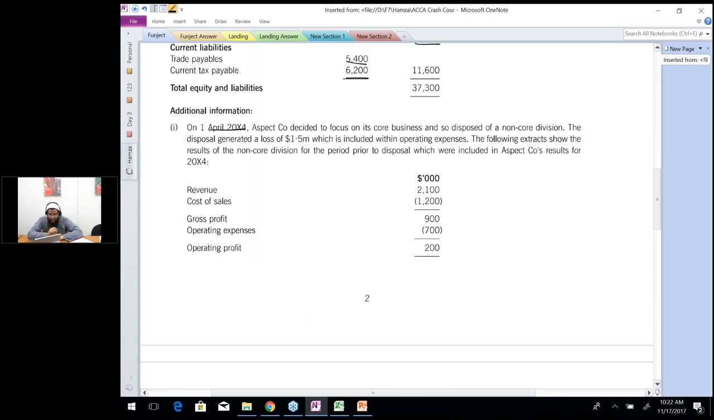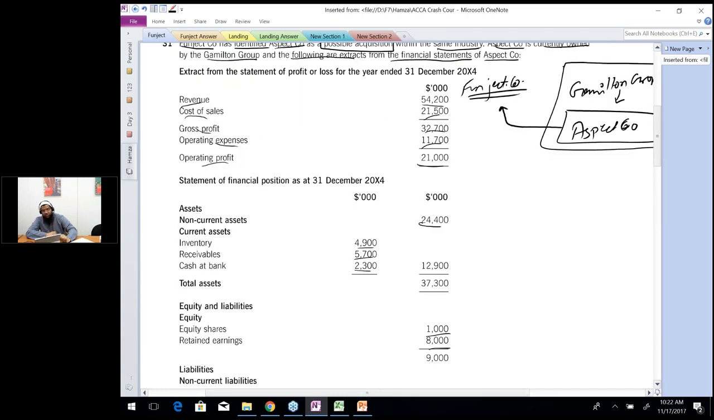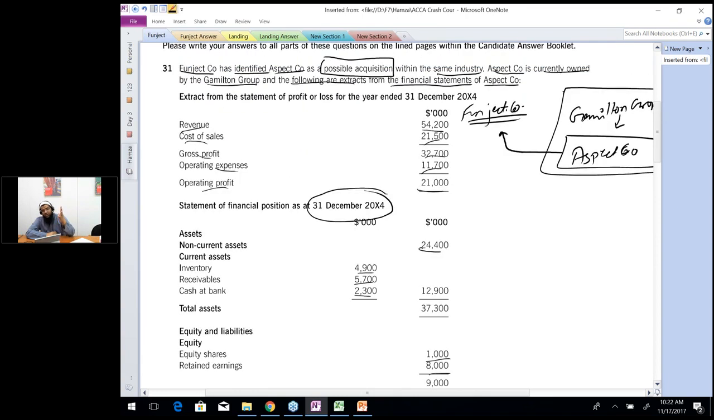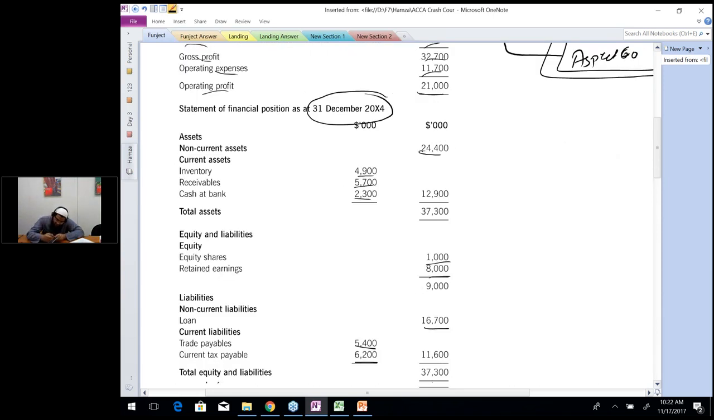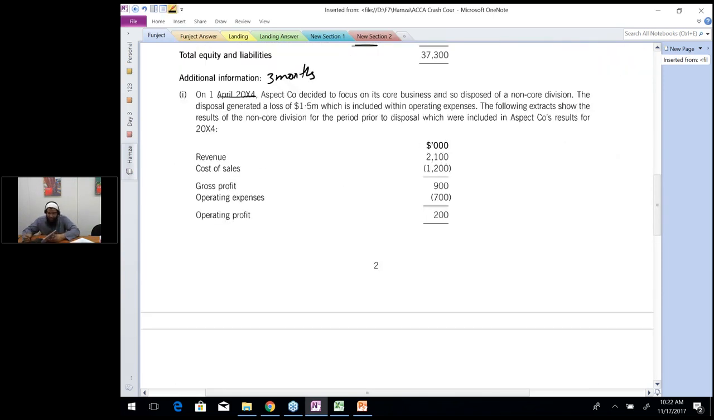The question says that on 1st April 20X4, and our year end was December 20X4, so three months after the start of the year, January, February, March, after 3 months on 1st April. So I'm writing down 3 months over here. After 3 months, Aspect company decided to focus on its core business and so disposed of a non-core division. The disposal generated a loss of $1.5 million. So this is a one-time loss. This is a loss which would have been recorded in the P&L, but it will not be incurred every time. It is included within the operating expenses.